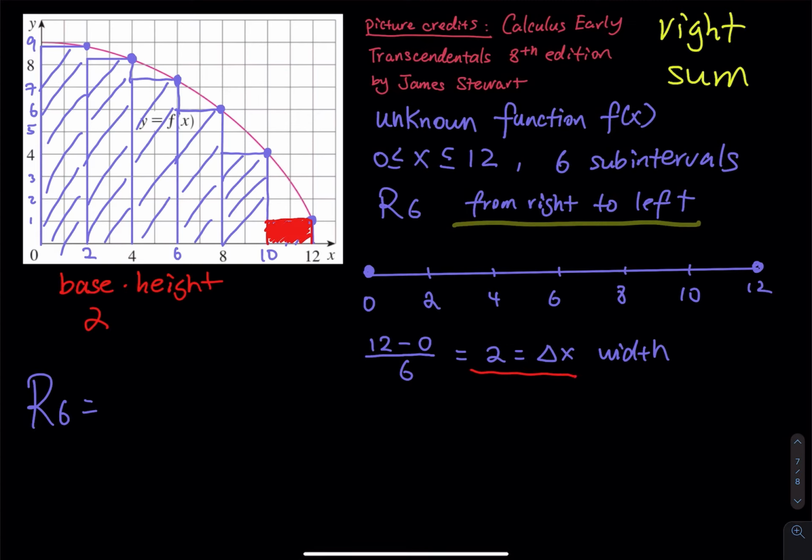And then how tall is that? To determine the height, you need this point. So you multiply f of 12. Since f of 12 is equal to 1, right? So this point is (12, 1). So you have 2 times 1, that is equal to 2. If you just count the boxes, there are 2 boxes. So the next one, there are 8 boxes, and so on and so forth, right? Looks like 8 boxes because that is a little bit more than 4.